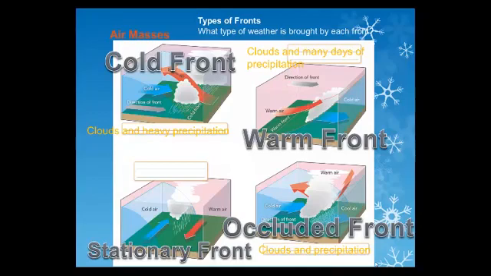A stationary front, because the 2 air masses are not really moving in any way to cause the frontal location to move, we get clouds and many days of precipitation. So the frontal boundary between those 2 air masses may stay in the same location for days up to a week due to the movement of those air masses.